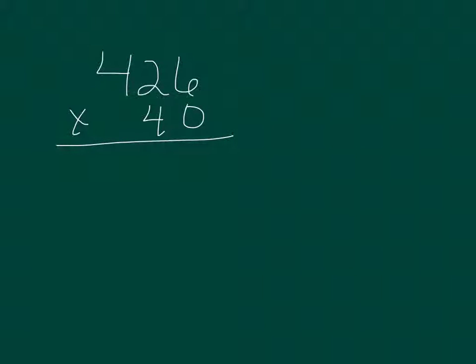Let's try 426 times 40. Now the first thing you ask yourself is, are either of these a multiple of 10? If you were to count by tens, would you eventually land on this number? The answer is yes, you would land on 40. 10, 20, 30, 40. So since that's the case, ignore the 0 for a minute and do 426 times 4.